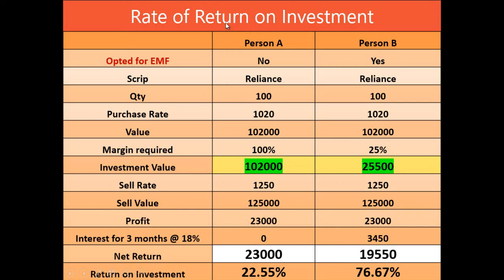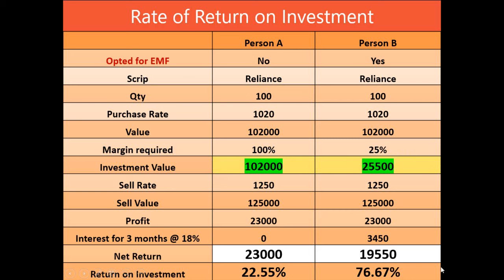If I calculate return on investment, considering this profit with this investment, when I'm not using EMF, I would be making an ROI of 22.55%, but here I'm making 76.67%. That is, for an investment of 25,500, I'm making 19,550 as profit. This is where you can utilize EMF when you're buying a stock and holding it. So this is an example being given.